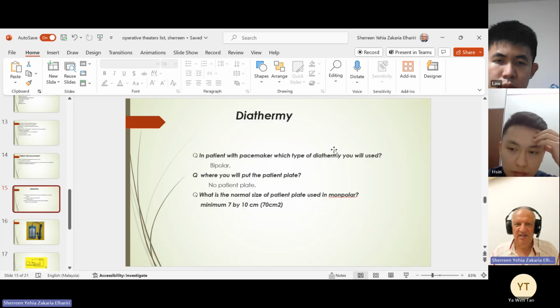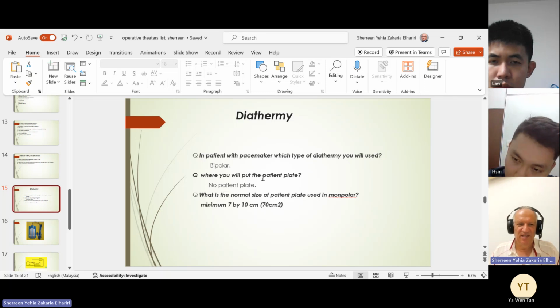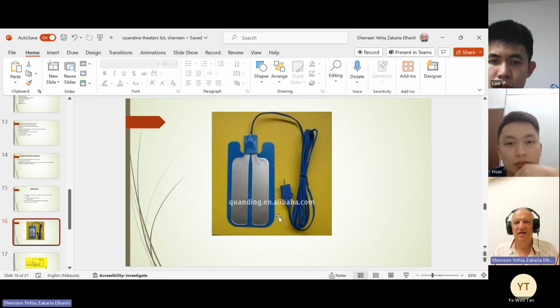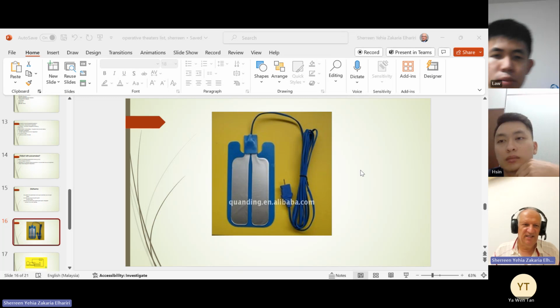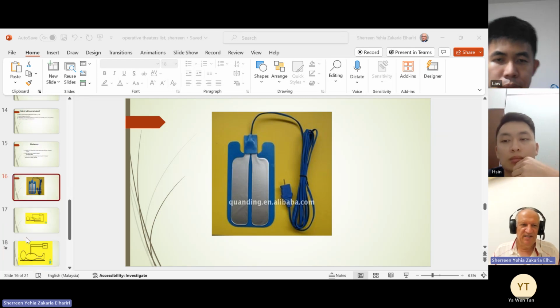Bipolar diathermy, we don't have earth blade, we don't have patient blade. Bipolar diathermy is usually used in end organs, like what? Like penis for circumcision, like digits, fingers, all this we use bipolar diathermy. Ear, ENT, so this is commonly used by ENT.